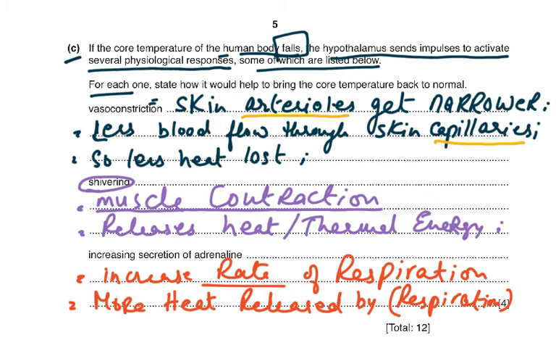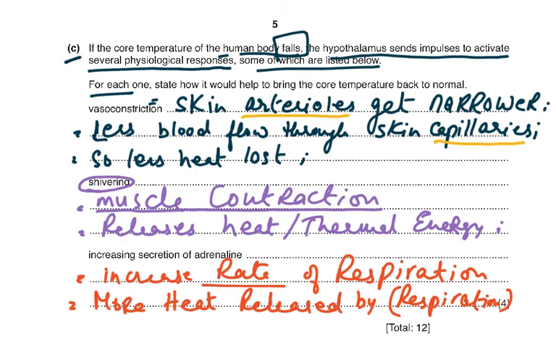Muscle contraction. When muscles contract and relax, they release heat or thermal energy, because there's increased rate of respiration. Now then increased secretion of adrenaline. Adrenaline causes increased rate of respiration, aerobic respiration, which is called cellular respiration. So more ATP generated, more heat released by the process of respiration. So this is what you have to understand for the three different phenomena: vasoconstriction, shivering, and the increased secretion of adrenaline. The glucose level will rise because of adrenaline, but that also results in the rate of respiration increasing, so more energy being released.